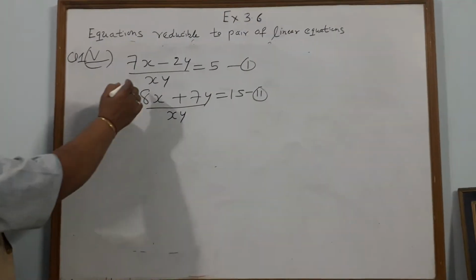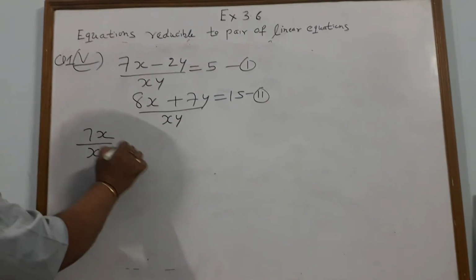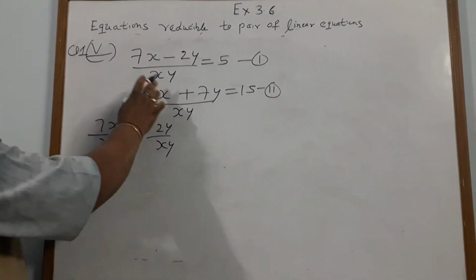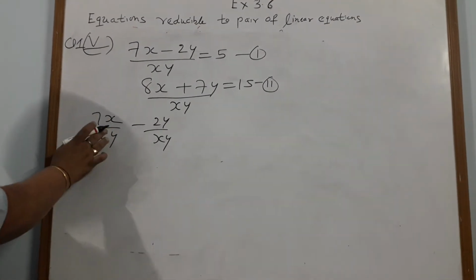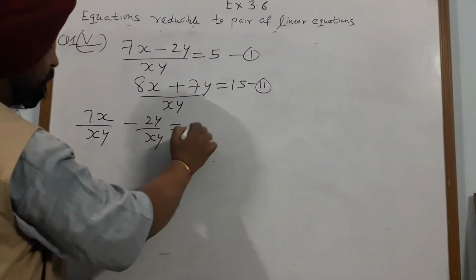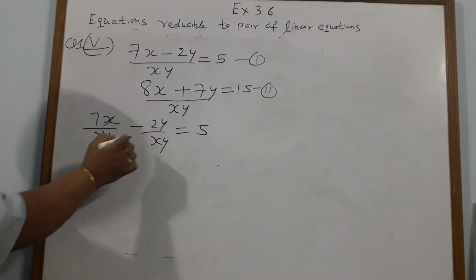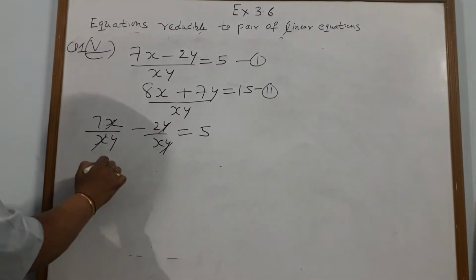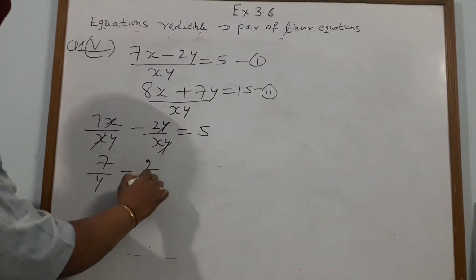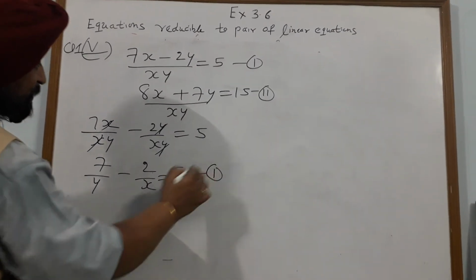First equation we will split it, like we write 7x over xy minus 2y over xy. We split it, wrote 7x over xy and 2y over xy is equal to 5. This is the first equation. Now x gets cancelled, here y gets cancelled. The equation becomes 7 over y minus 2 over x is equal to 5. So this becomes the first equation.